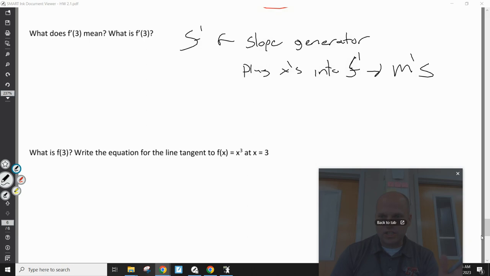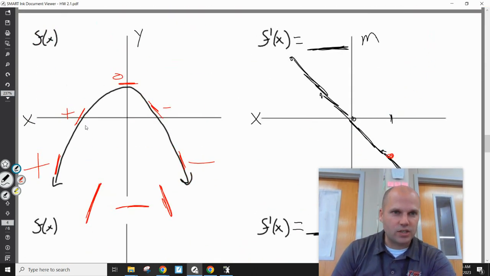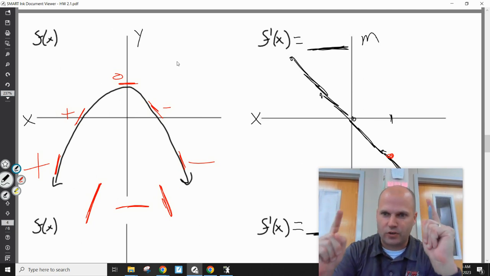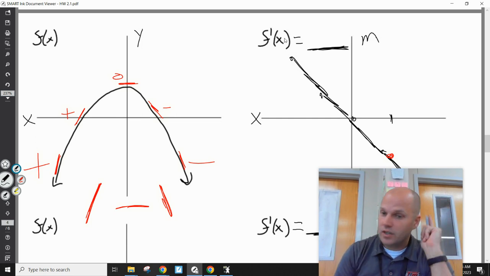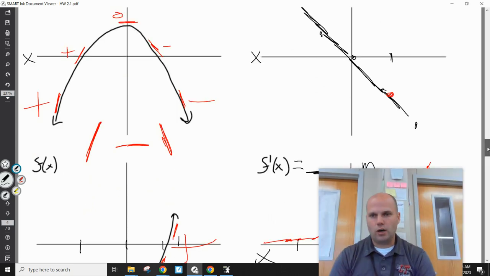When you plug x's into f, you get y's, right? You're used to plugging in x's, getting y's. That way you can see where the graph is. This is a new equation. This is different. This is what Newton discovered, that there is an equation where if you plug in x's, you get m's. Okay?